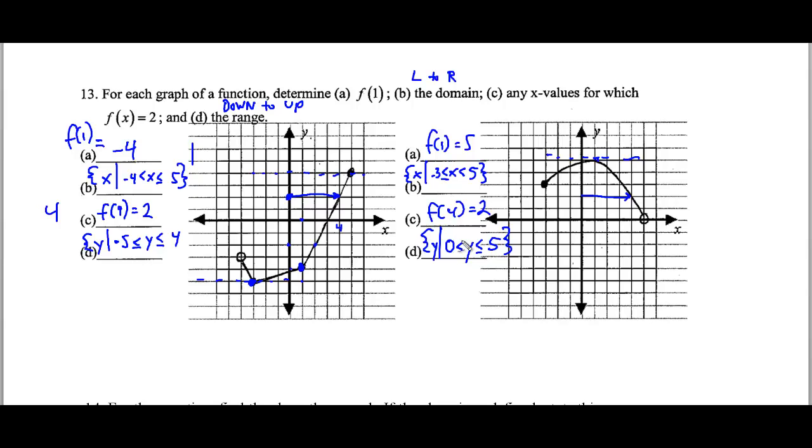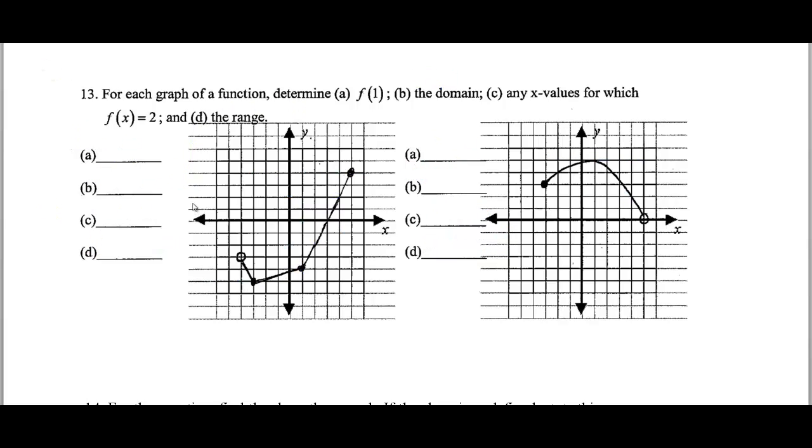Rock on. Okay, so now we get to our final two problems. Let's go take a look here.